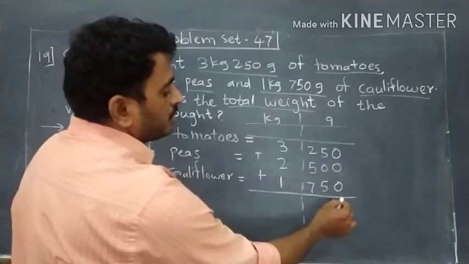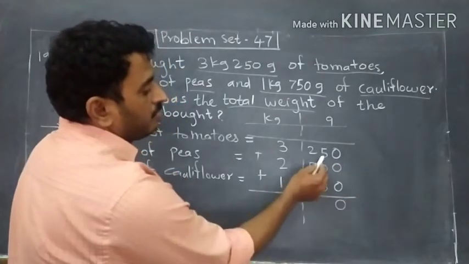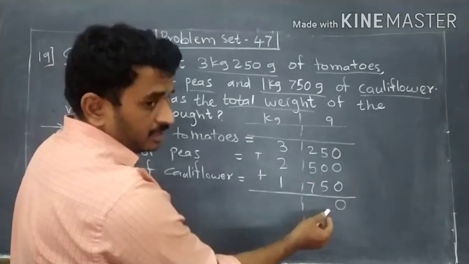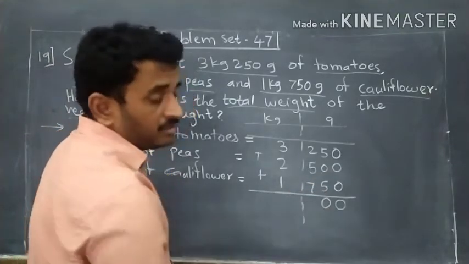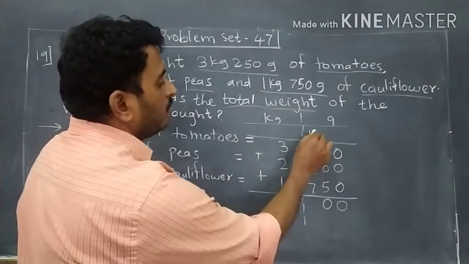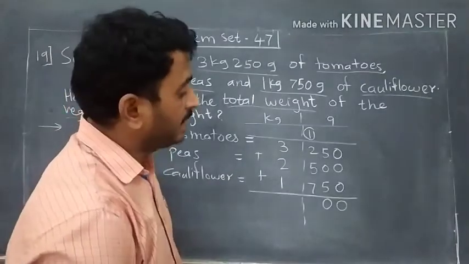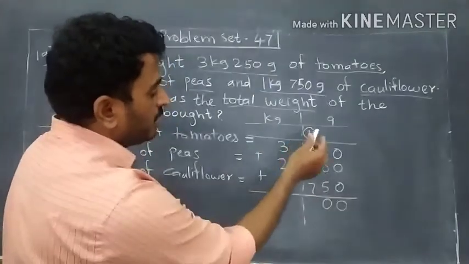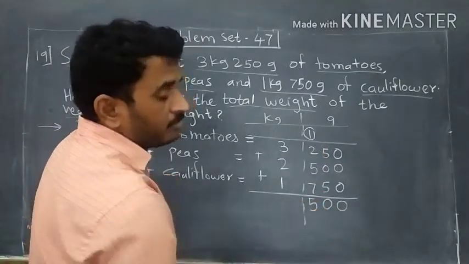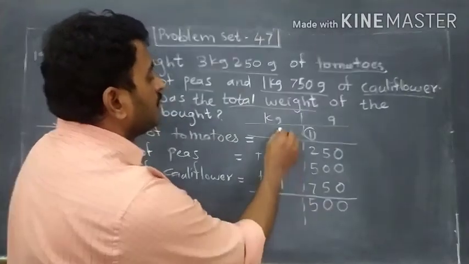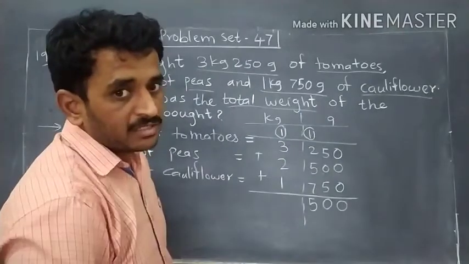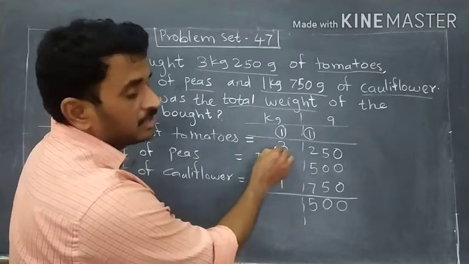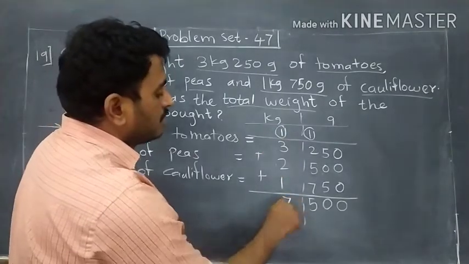0 plus 0 plus 0 is 0. 5 plus 0 is 5. 5 plus 5 is 10. From 10, 0 is downside we are writing. 1 we are writing on the next number as a carry. 7 plus 5 is 12. 12 plus 2 is 14. 14 plus 1 is 15. From 15, 5 we will write here. 1 will go on the next number as a carry. Now 1 plus 2 is 3. 3 plus 3 is 6. 6 plus 1 is 7.